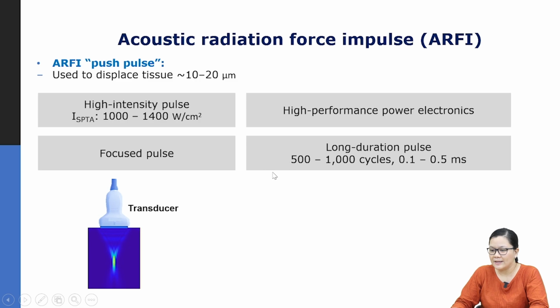Also, since the intensity is important for producing this radiation force, typically long duration pulses are used, typically on the order of 500 to 1,000 cycles. When we talk about pulse durations, that's about 0.1 to 0.5 milliseconds. So these pulses are typically much longer than what is used in conventional B-mode ultrasound, which utilizes about 2 cycles.